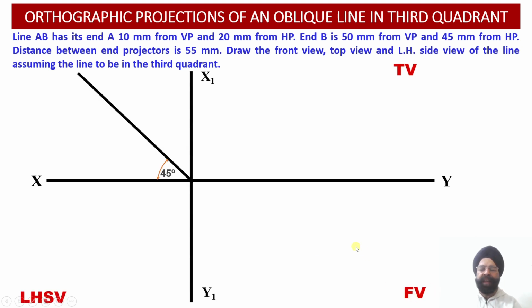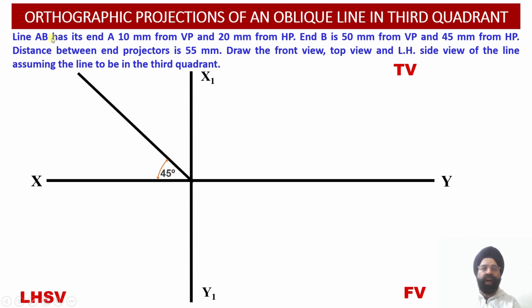So here we can see front view will be drawn below the XY reference line, top view will be drawn above the XY reference line, and the left hand side view will be drawn using this particular transfer line over here, and this left hand side view will be constructed below the XY reference line and on the left hand side of the front view projections of this line.